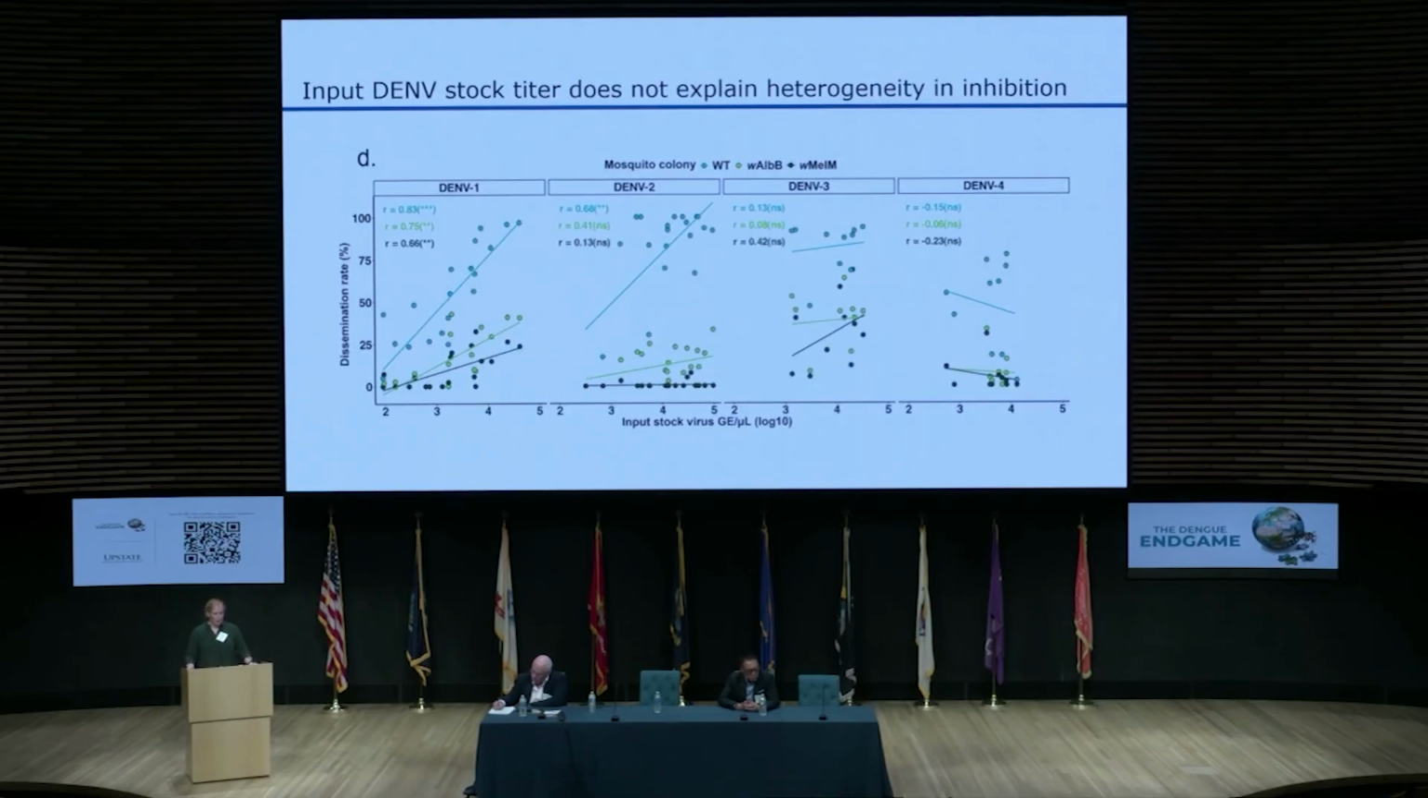We then also looked at some other factors. Like I mentioned, we used fresh virus in these experiments, and as a result, we were not able to control for the virus titer that went into the blood meal up front. So what you're seeing here on the x-axis is basically how much virus we added in the blood meal. And then on the y-axis is, again, that dissemination rate.